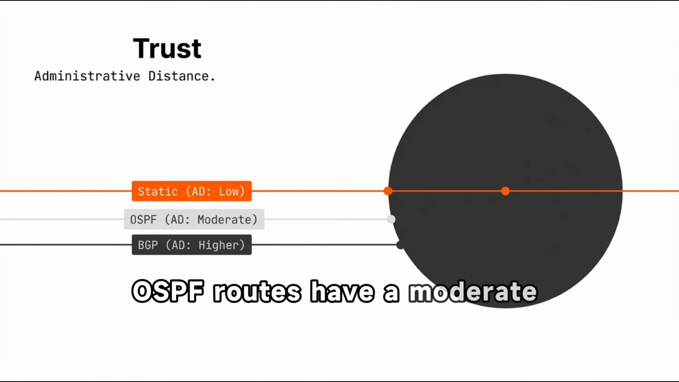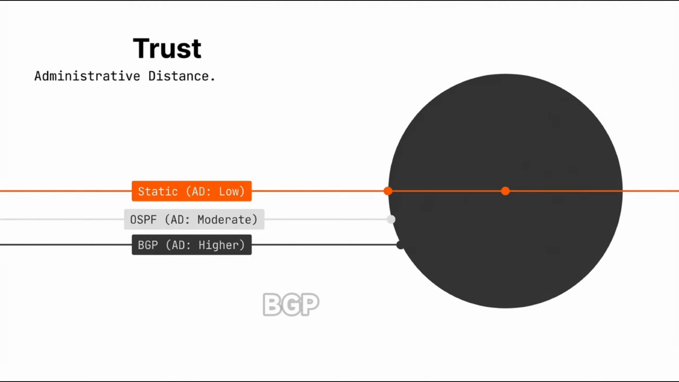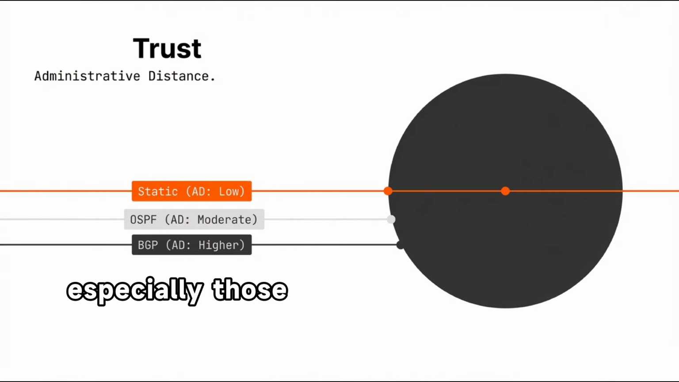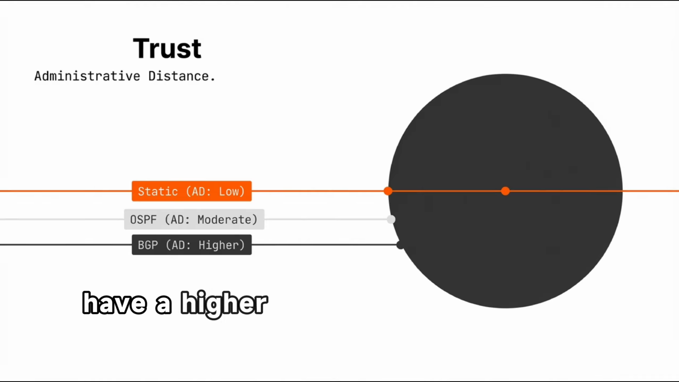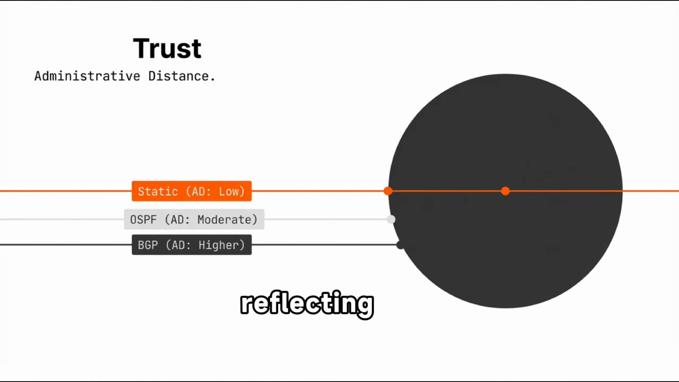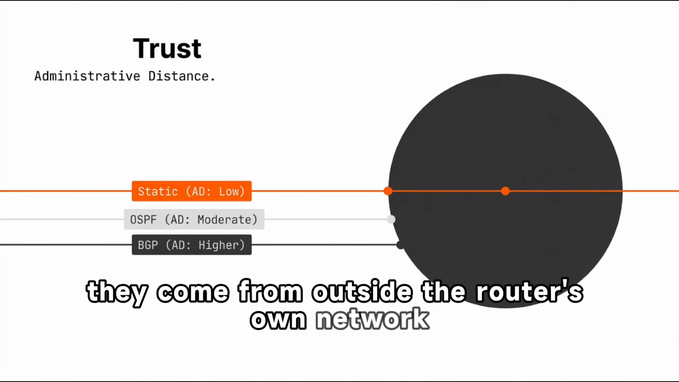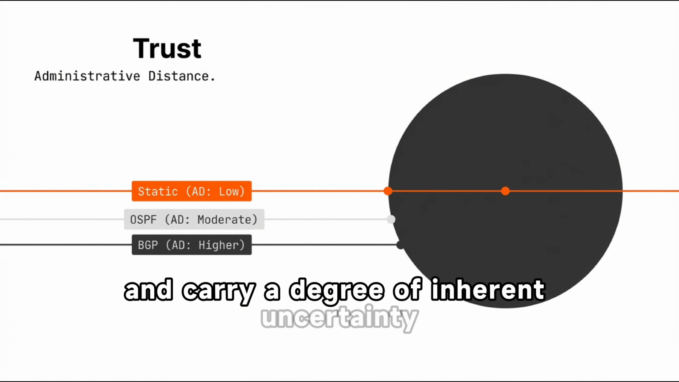OSPF routes have a moderate administrative distance. BGP routes, especially those learned from external neighbors, have a higher administrative distance, reflecting that they come from outside the router's own network and carry a degree of inherent uncertainty.